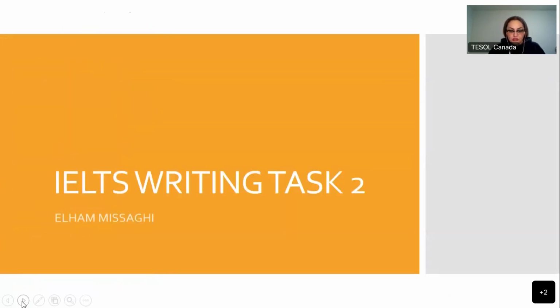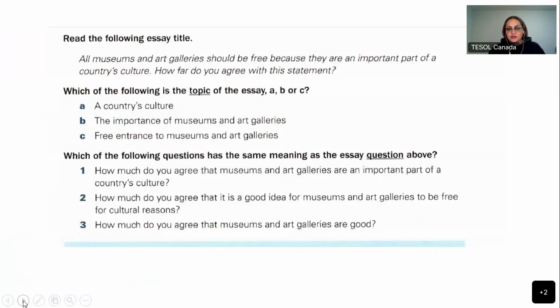What happens in task 2 for general and academic? It's the same. There's no difference. You have 40 minutes to write at least 250 words and respond to the task. What is important to practice with your students is that they understand the difference between topic and question. Here's an example. It says all museums and art galleries should be free because they are an important part of the country's culture. How far do you agree with this statement?